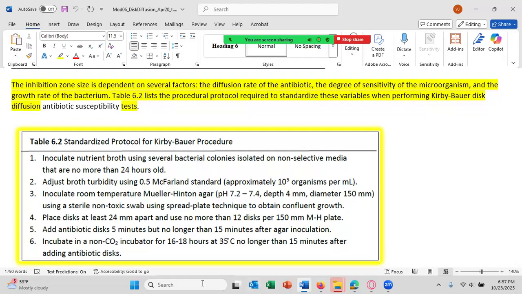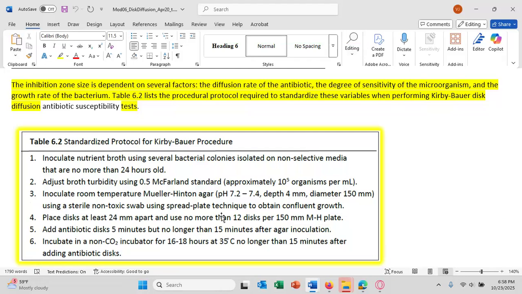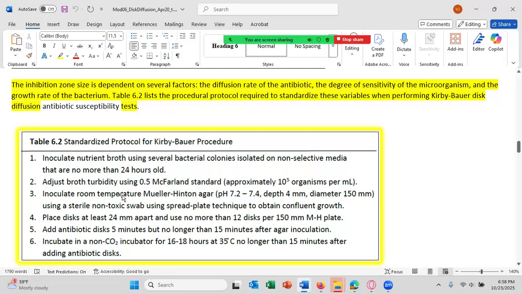All right, those are the standard procedures for running the Kirby-Bauer disk diffusion method. And the reason for doing these standard procedures is so that you can compare your results wherever you are in the world with anyone else using the same bacteria and the same antibiotic disk, that hopefully you'd have similar, if not exactly the same results. Any question about any of that?